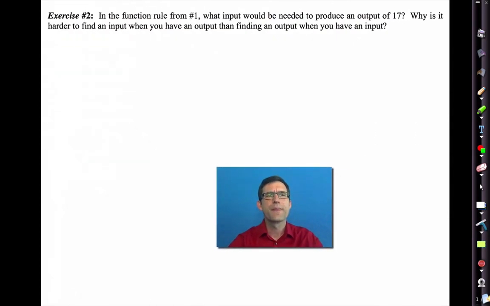Exercise 2. In the function rule from number 1, what input would be needed to produce an output of 17? Now, this is kind of cool. It's actually asking for the input that I would need to get an output of 17. Now, I'm going to write down our rule in symbolic form. It was y equals 2x minus 1. The verbal description was multiply the input by 2 and subtract 1 to get the output.